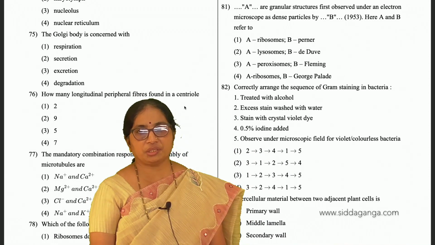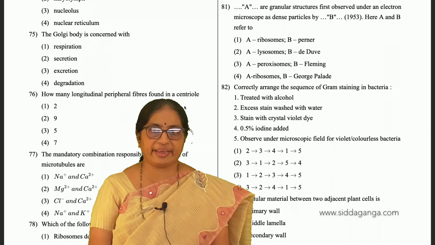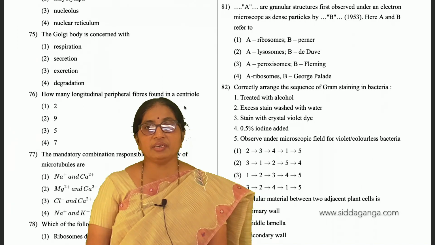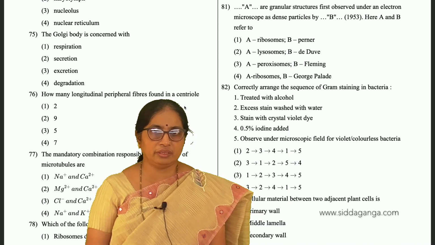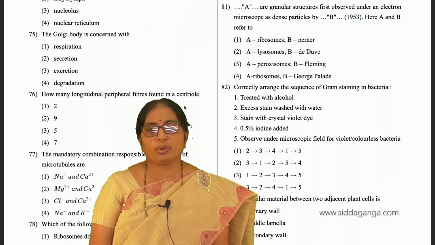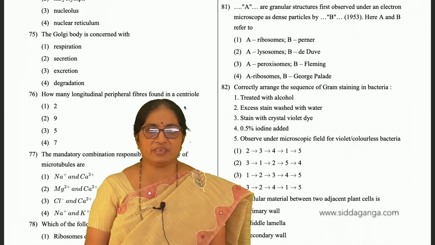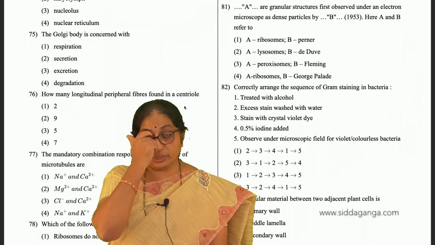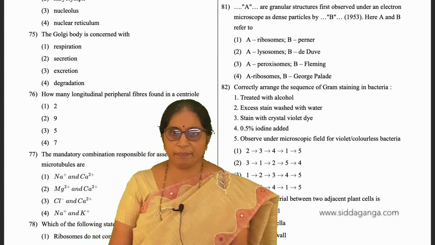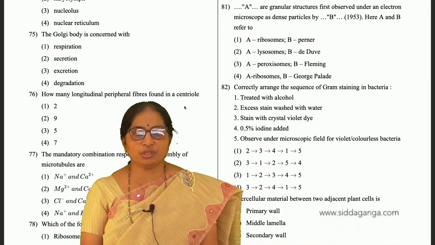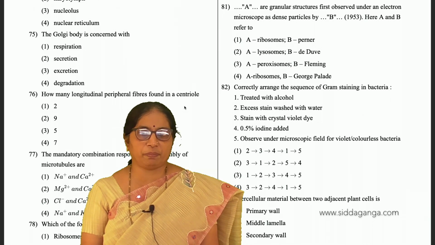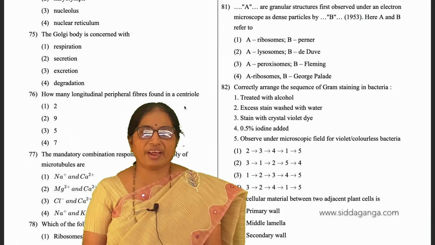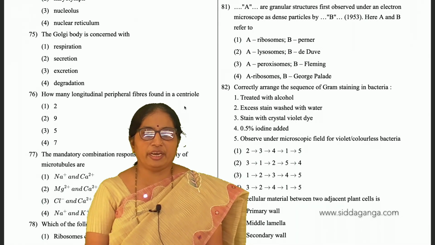A granular structure first observed under an electron microscope as dense particles by Palade in the year 1953. Here A and B are. So A are granular structures, means they are not like membranous structures. Option 1, A is ribosomes, B is Perner. Option 2, A is lysosomes, B De Duve. Option 3, A peroxisomes, B Fleming. Fourth, A ribosomes and B George Palade. So A are granular structures first observed under electron microscope.